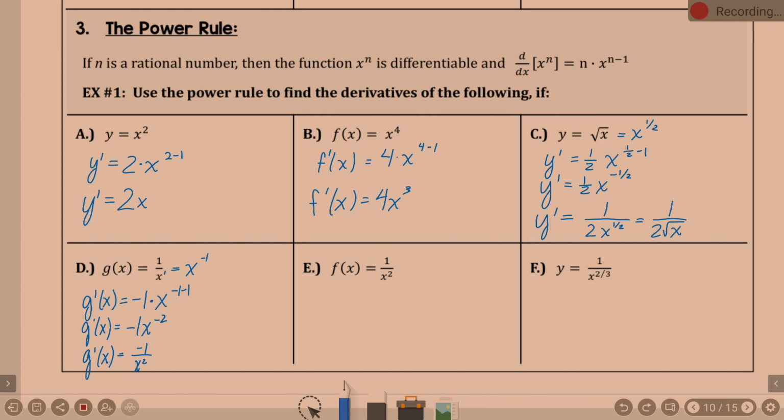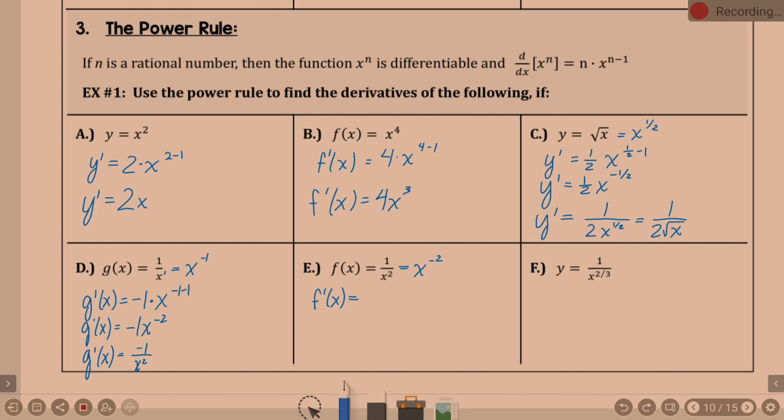Okay. E, f of x is 1 over x squared. 1 over 2x. Nope. Negative 2. So what is 1 over x squared written as a power? It is x to the negative 2. You don't get to use the power rule on just the denominator. We have to make the whole thing x to some power.